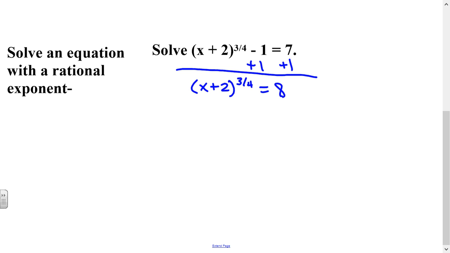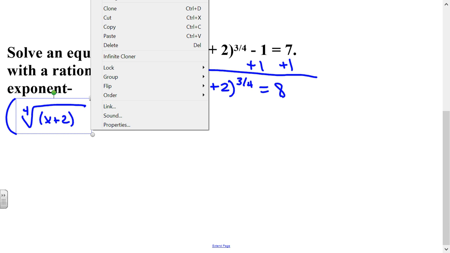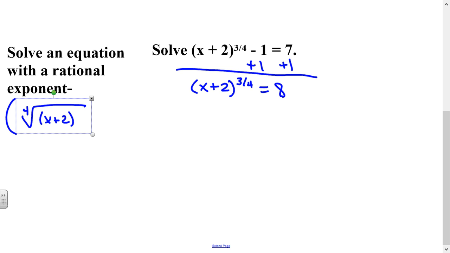So from here, I want to cancel out the 3/4 power. Now, if you wanted to, you could rewrite that in radical form. So you could have like the 4th root and then to the 3rd power. So if you wanted to do that, you could. You could take the 4th root of x plus 2 and then all of that raised to the 3rd power. You could go ahead and do that, and you'll come up with the same answer, equals 8. Let me go ahead and just work that out really quick.